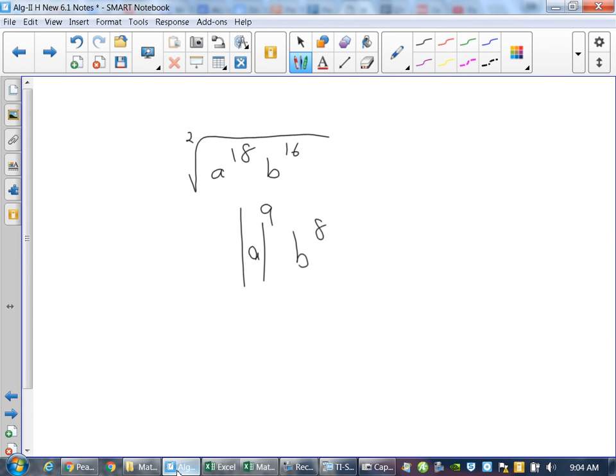B to the 8th will always be positive because 8 is an even exponent, so you'll always get a positive value. What they do is throw the absolute value around the values that have an odd exponent. Remember, when we get to the tests and quizzes, I'm going to put that piece in there like I said: assume all variables are positive, so you don't have to worry about the absolute value.